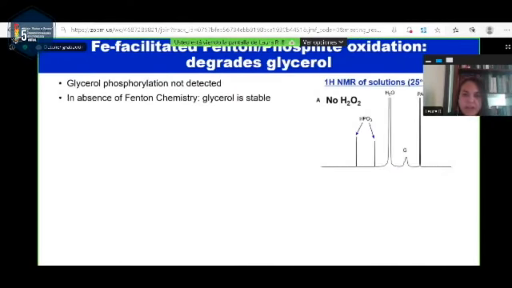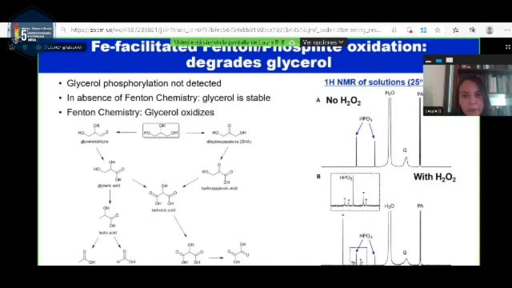Then we wanted to see what was happening to the glycerol, so we did proton NMR. This is showing a reaction mixture with glycerol and phosphite, but no peroxide to just test the stability of glycerol. We don't see any new peaks, so that tells us that glycerol is stable.